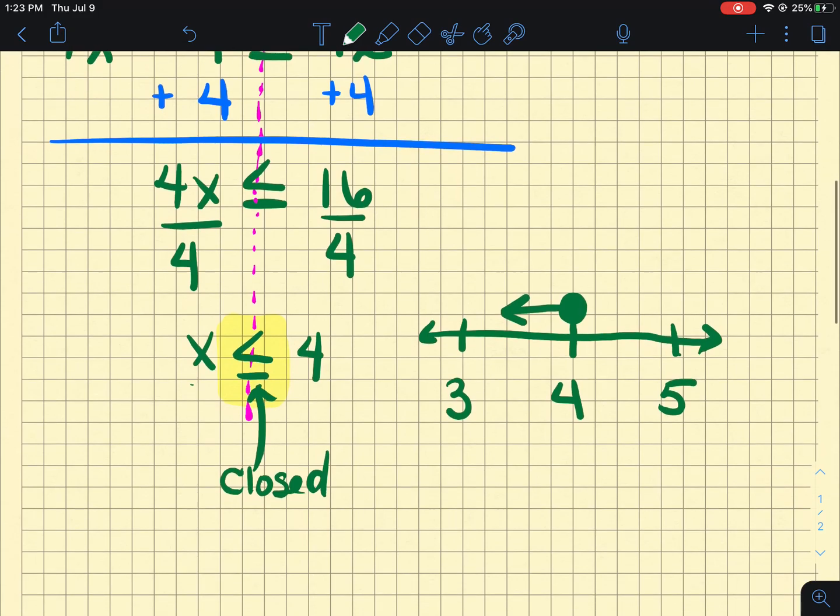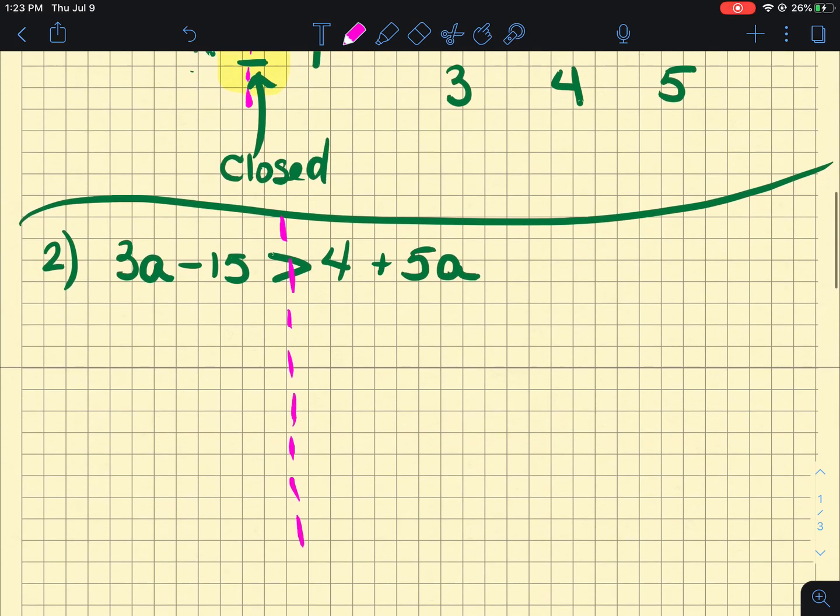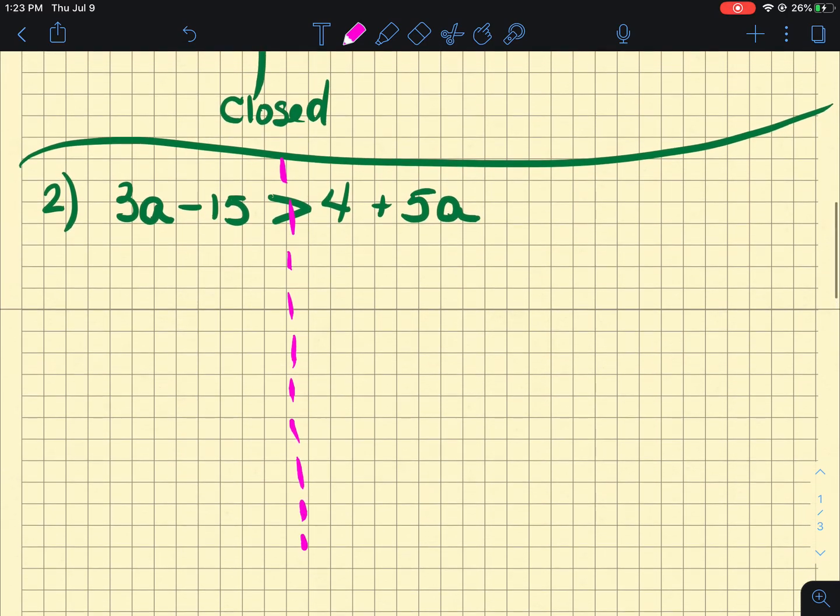Okay, let's go to number 2. Number 2, 3a, if you don't like a, make it an x, it doesn't matter, minus 15 is greater than 4 plus 5a. And I'm going to draw my dotted line so I don't forget, because what I've found is if I don't do a dotted line, I forget I'm dealing with an inequality and I accidentally make it an equal sign. And then I lose points at the end because I don't do my number line. Okay, first step.